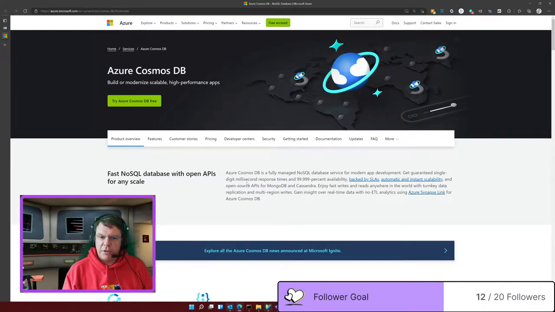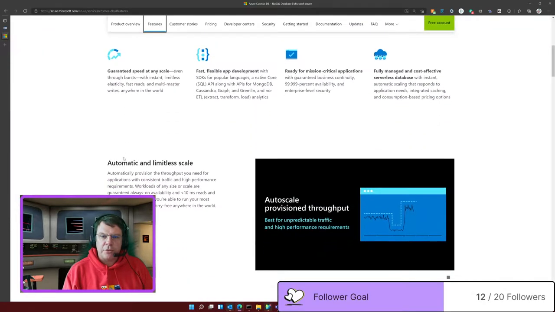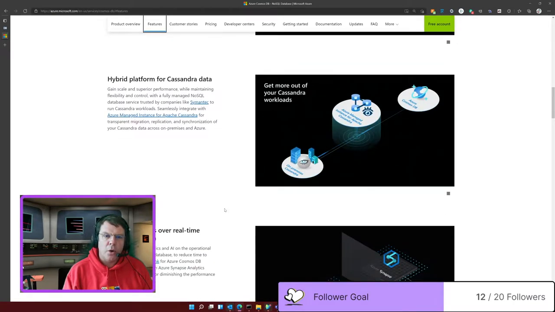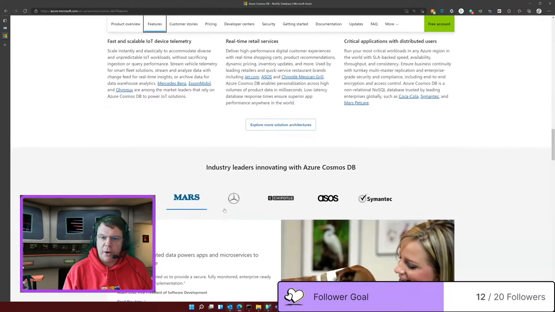So we can see here, let's make this a little bigger for everyone. They're guaranteeing single-digit response times, 99% availability, sure. Let's go right into the features. Right, so I'm seeing a lot of vendor speak, right? Guaranteed speeds. I don't really care about that. I want to know specifically about their graph.